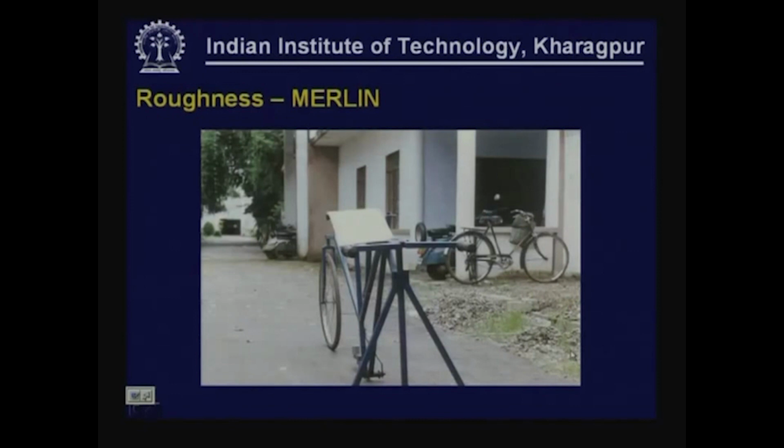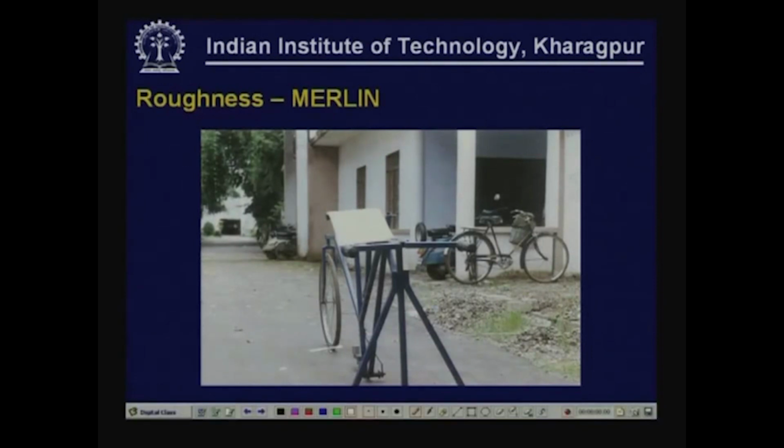This is a photograph of a Merlin machine. As you can see, this is a very simple apparatus. You can see the front wheel, you can see the rear leg, you can also see the counterweight here. This is the hinge part. You can see the pointer here, though it may not be very clear, and this is the moving arm.